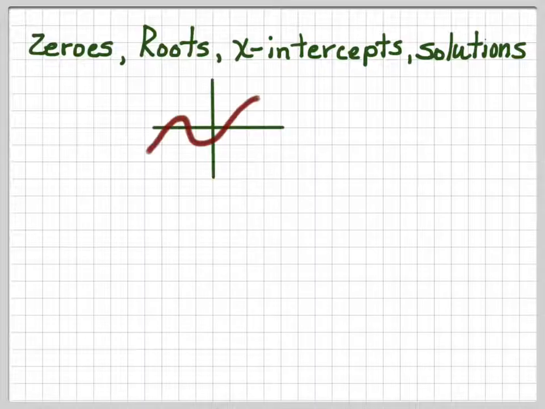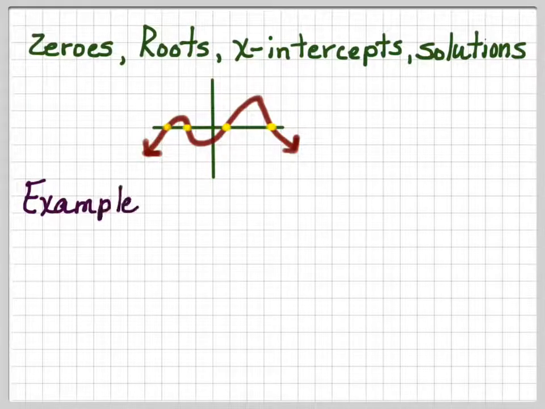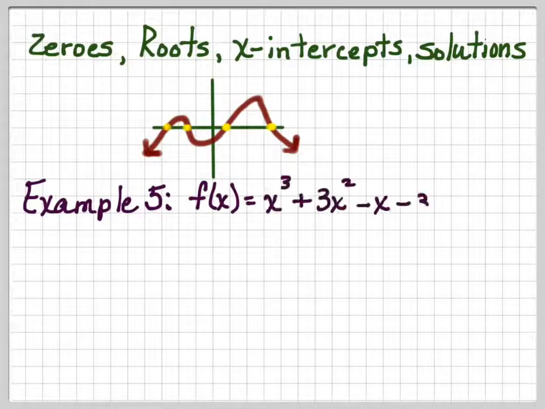the x-axis. So in this little squiggly graph, which we don't know the equation of, but that doesn't matter, this crosses the x-axis at 4 places. And there's 4 little yellow marks. So those would be the zeros, the roots, the x-intercepts, the solutions, whatever you want to call them. Okay, so let's look at an example.